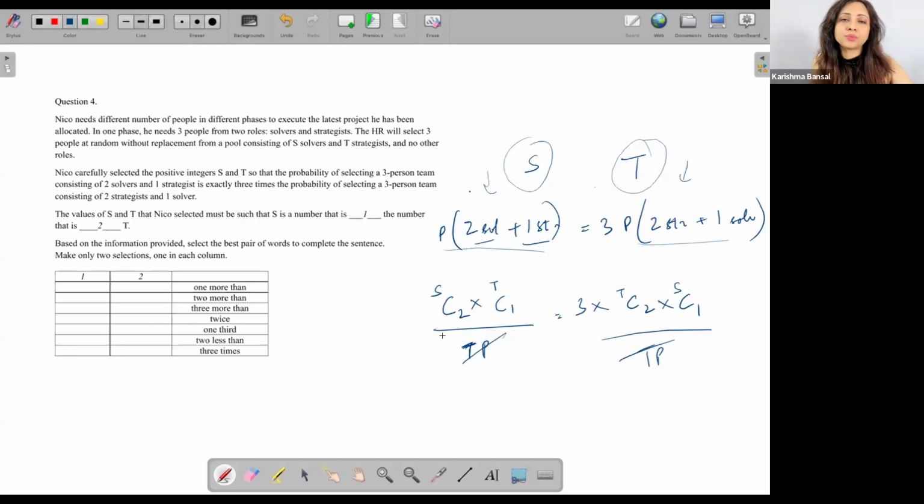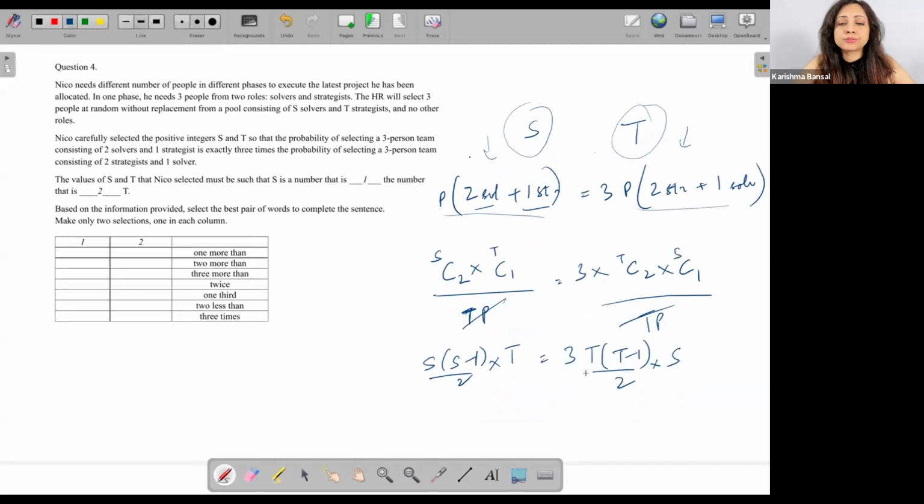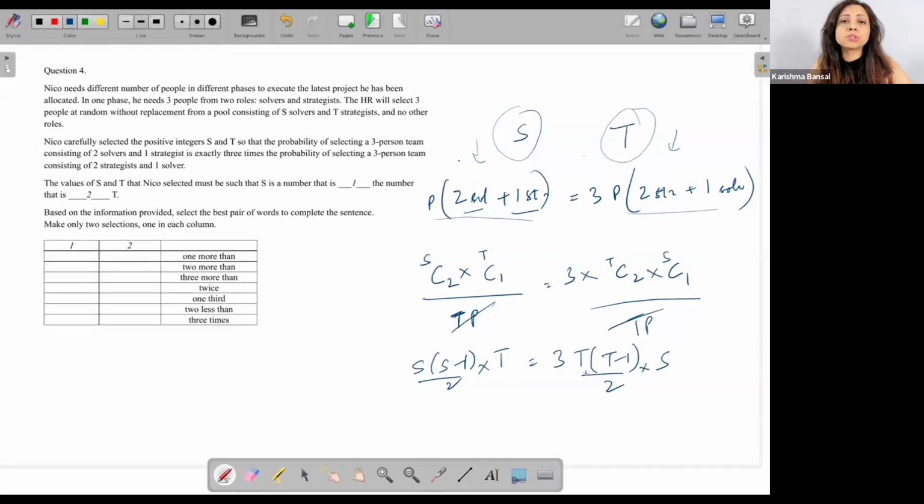Now, how do we calculate SC2? I know that it is S into S minus 1 upon 2, into TC1, which is T. This is equal to 3 times TC2, which is T into T minus 1 upon 2, into SC1, which is S. You should know, of course, the combinations formula and how to use it. This selection formula is very useful.